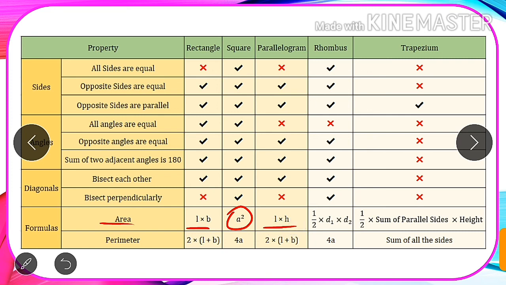Next one is length into height. Area of parallelogram is length into height. Next one is rhombus. The area of rhombus is half into the product of diagonals. Here D1 and D2 are the diagonals. So half into the product of diagonals is the area of rhombus. Next we have the area of trapezium, that is half into the sum of parallel sides into height. Next we have perimeter. Perimeter of rectangle is length plus breadth into 2. Perimeter of square is 4a. Perimeter of parallelogram is length plus breadth into 2. Perimeter of rhombus is 4a. And perimeter of trapezium is the sum of all sides.